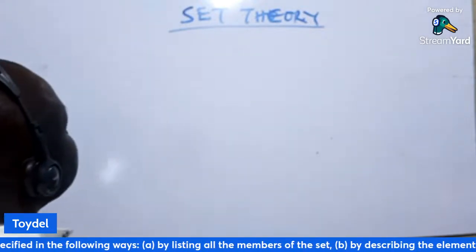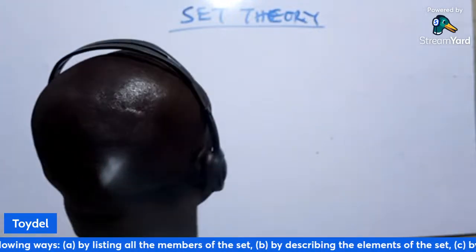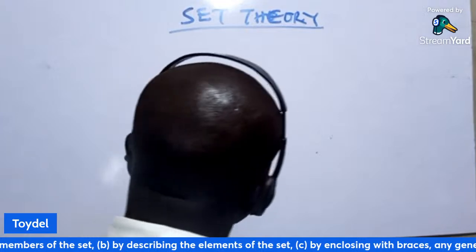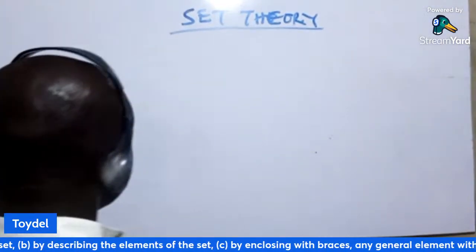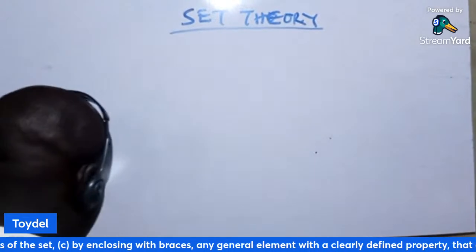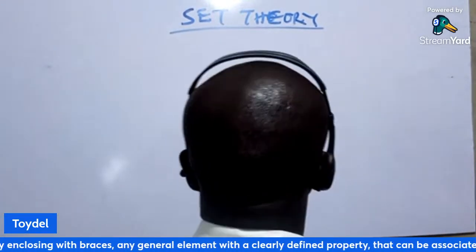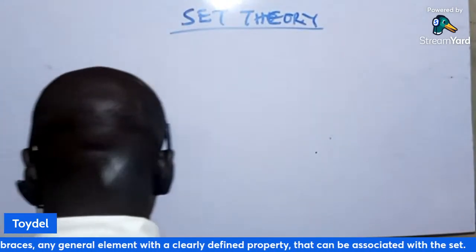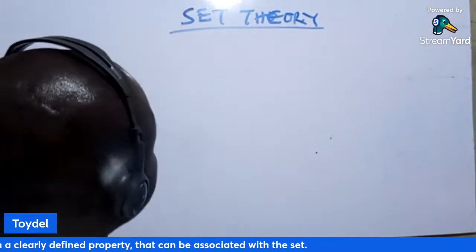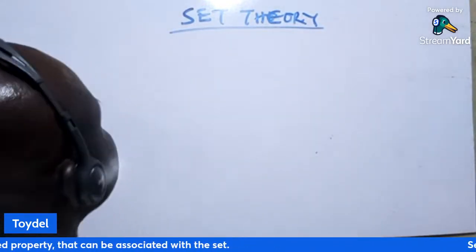So I want to discuss set theory. So the topic is set theory. So what is a set? A set is a collection of well-defined objects or items.